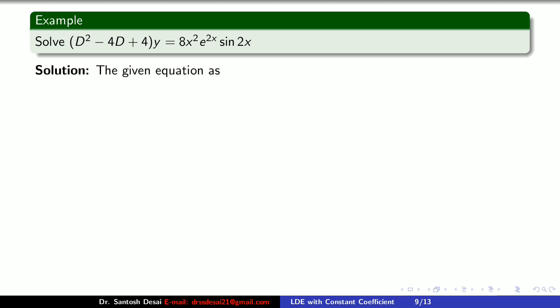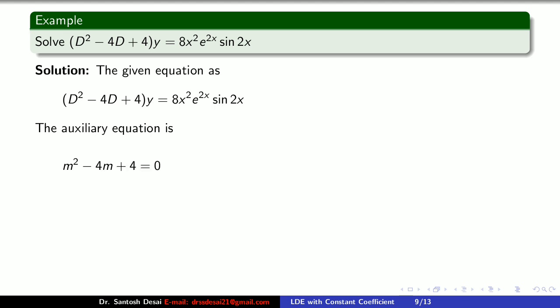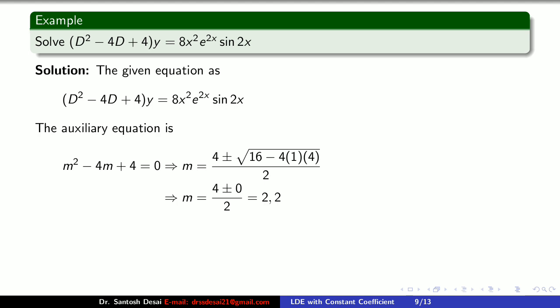So let us take the given equation, and from this given equation, the auxiliary equation is given by m square minus 4m plus 4 is equal to 0. Now this implies m is equal to 4 plus minus square root of 16 minus 4 into 1 into 4 divided by 2. Now simplifying the square root, we get 0. So therefore m is equal to 4 plus minus 0 divided by 2. Simplifying this again, we get 2, 2.